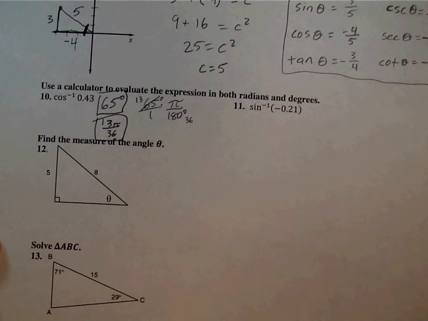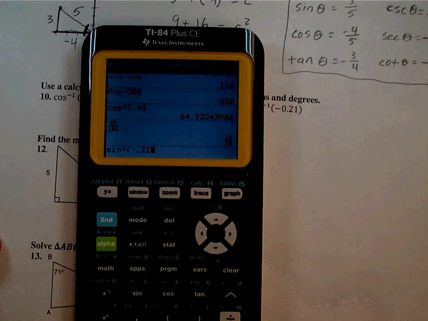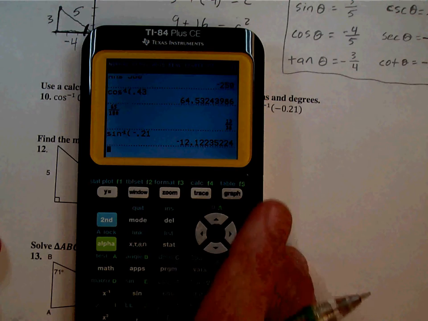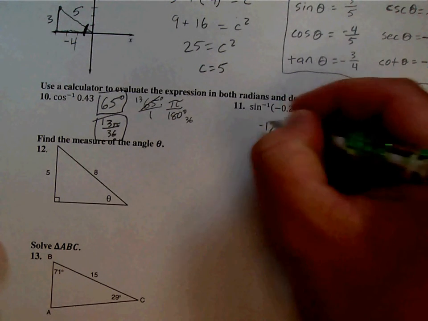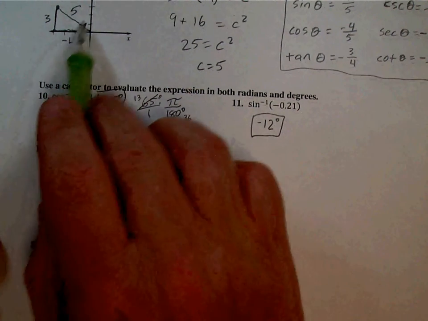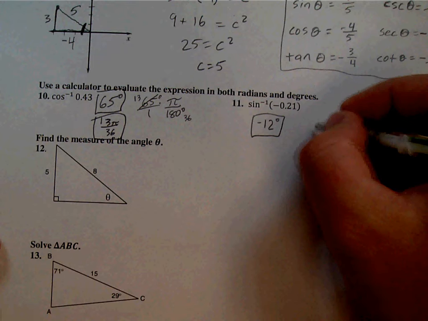So now for sine, we do inverse sine of -0.21. So inverse sine of -0.21, we get -12.1. It's -12 degrees. It is okay for it to be negative. That just means if you graphed it, it would be in the 4th quadrant, so we can have a negative measure. It's okay.